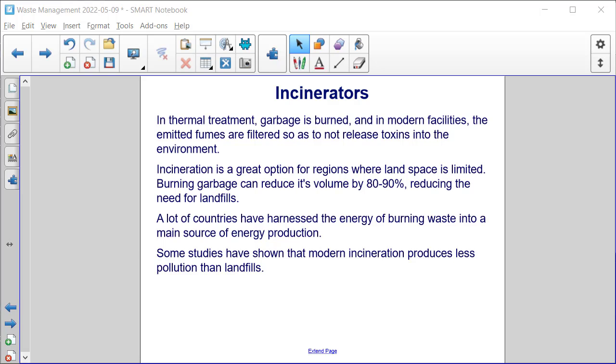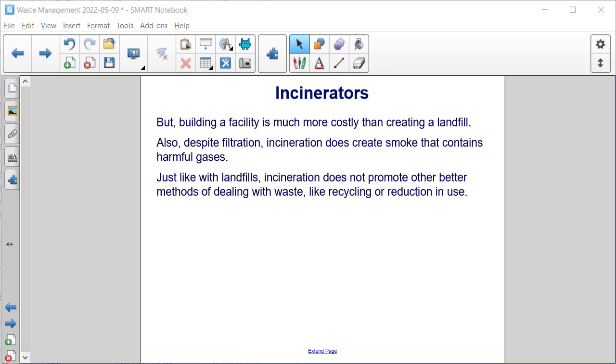Some studies have shown that modern incineration produces less pollution than landfills. While it may produce less pollution, building an incineration facility is much more costly than creating a landfill. Also, despite filtration, incineration does create smoke that contains harmful gases. Just like with landfills, incineration does not promote other better methods of dealing with waste, like recycling or reduction in use.